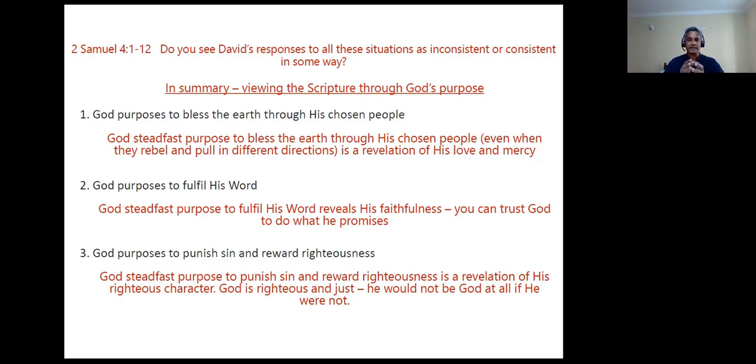So we see that even in the face of temporary injustice, weakness in the people who are supposed to administer justice, God's purpose will remain steadfast. His purpose to punish sin and reward righteousness. Why is it that we can expect God to do that? Because he is righteous and because he's a perfect judge, right? So God is righteous and just. That's the other thing that we can see through this portion, right?